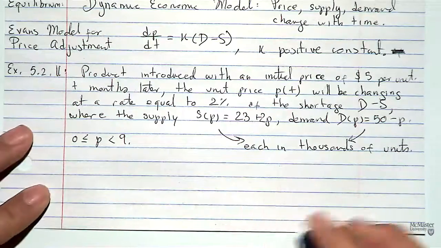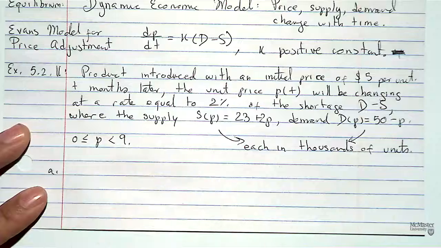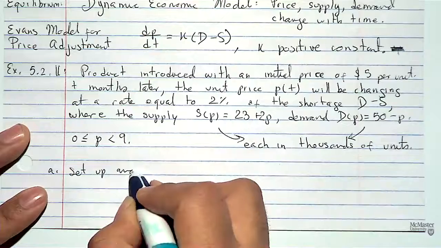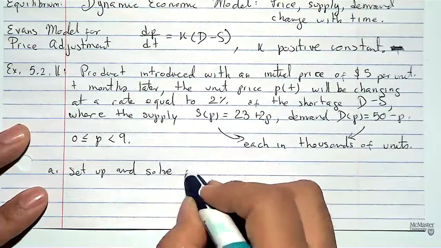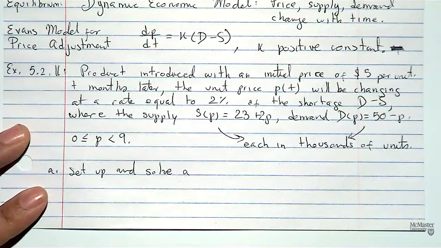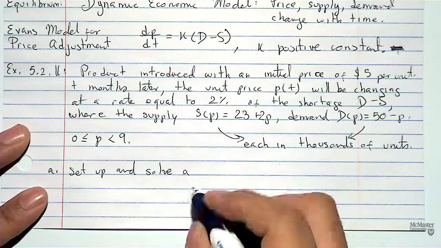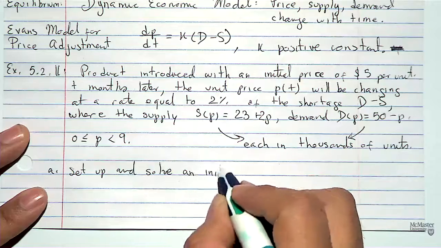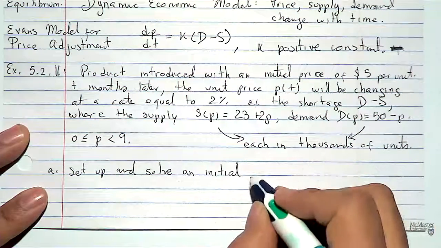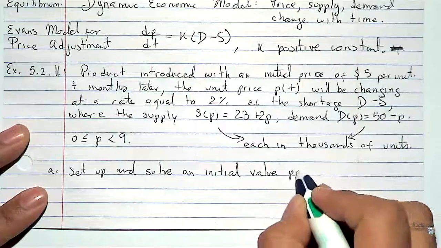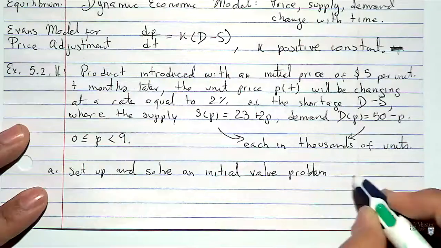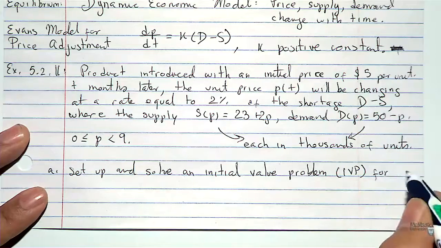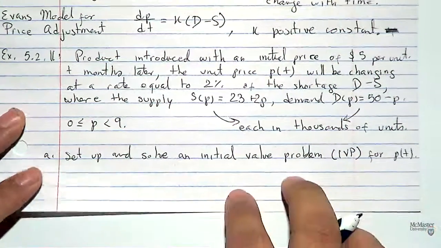So there are different indications. The first command of the exercise is to set up and solve. And this is something that I will explain, because I need to explain what an initial value problem is. But we're asked to set up an initial value problem and to solve. This is related to the differential equation, so I will mention it in a second. Initial value problem, we will use the abbreviation IVP, and it's an initial value problem, or IVP, for the price as a function of time.